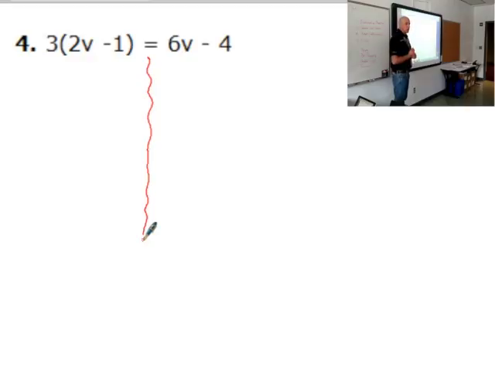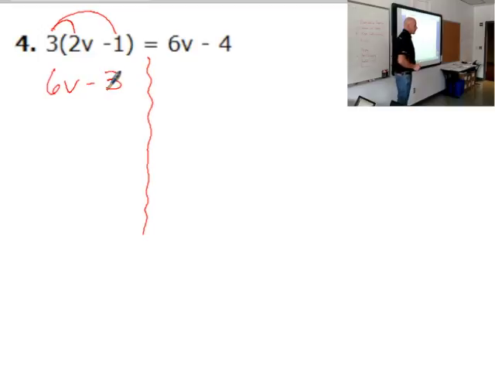And what are we going to multiply? The 3 with the 2b and the 3 with the negative 1. So you're telling me that I need to multiply the 3 times 2b? Okay, good, that's right. And what is that? 6b. Okay, and then what do I do next? What's 3 times negative 1? Negative 3.